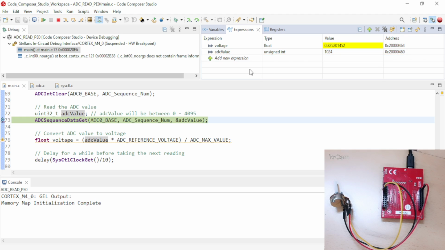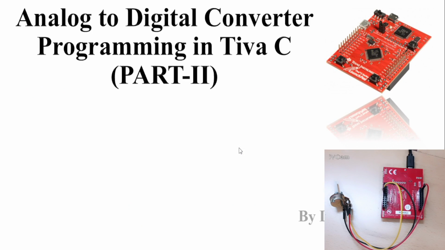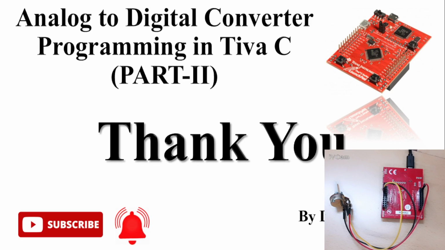In the next video, I will show you how to print these values on the UART. So we'll be using three peripherals: the GPIO, which will control the UART, and the ADC. So the ADC value will be read from the potentiometer and the value will be printed on the UART. I hope you have now understood how to program the analog to digital converter in the Tiva C board.